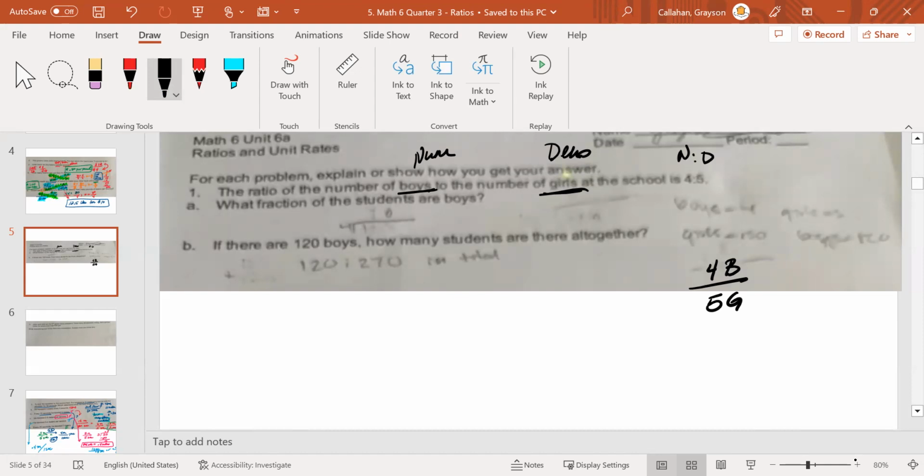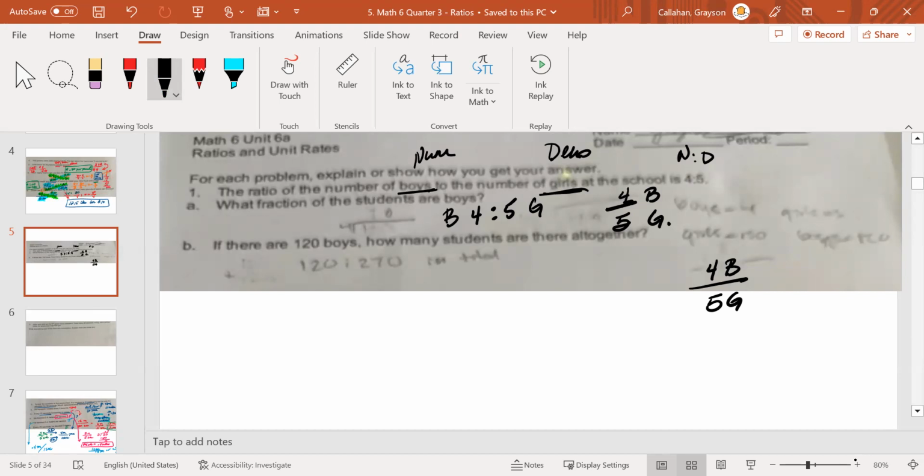Does it tell you the total number of boys? What fraction of students are boys? 4 to 5, okay. You could put boys to girls, or 4 over 5. Boys to girls, okay?